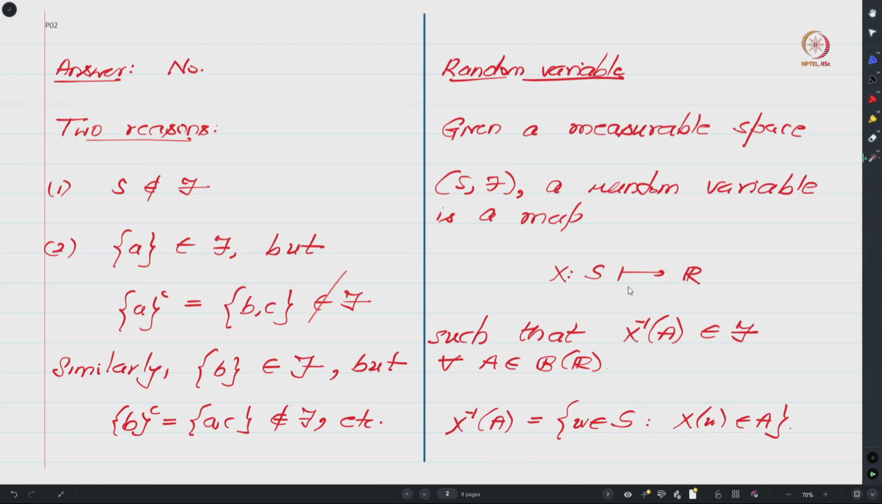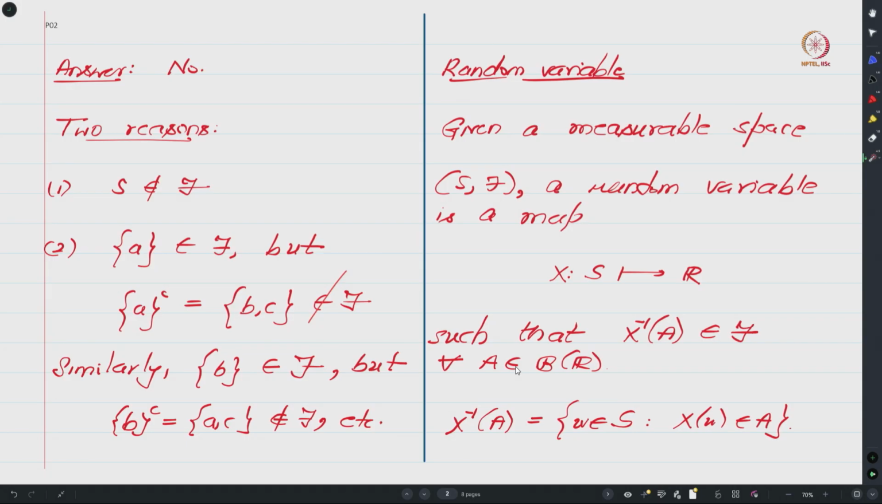So not any function is a random variable. For a function to be a random variable, it needs to be measurable. By that, what I mean is that this condition needs to be satisfied. So what does this condition say? It says that the inverse image of A should belong to F for every A in the Borel sigma algebra. So the Borel sigma algebra is a collection of subsets of the real line which together form a sigma field. And the nice thing about this sigma field is that it includes sets of interest.